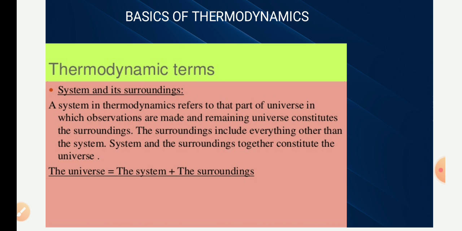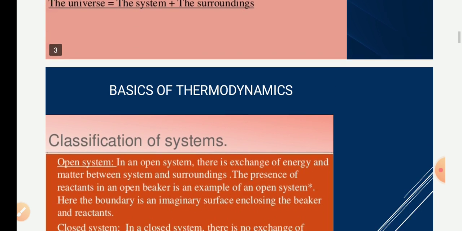For example, if we take water in a glass container, our observation is on the water, so we consider it the system, the glass container is called the boundary, and the remaining air around the glass container is called the surroundings. System and surroundings together comprise a universe. That means the system and the surroundings together comprise a universe.